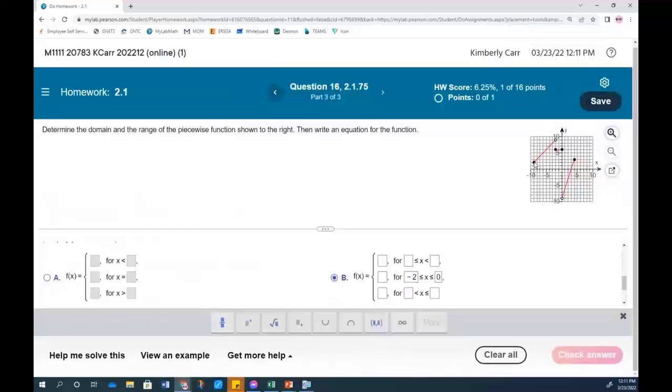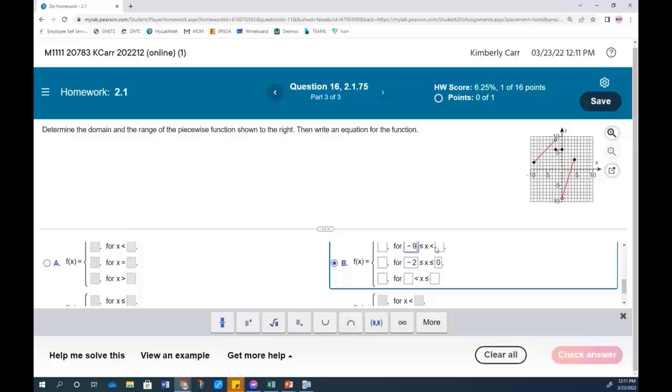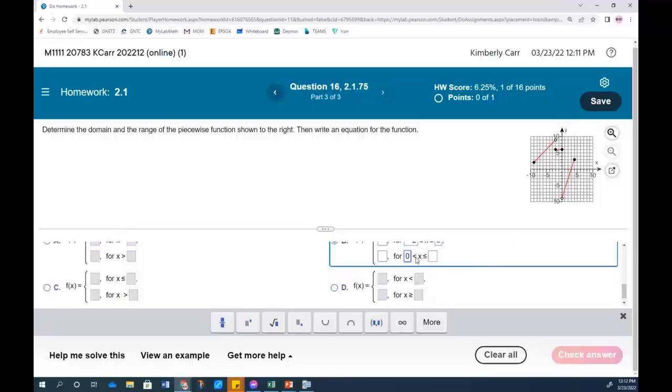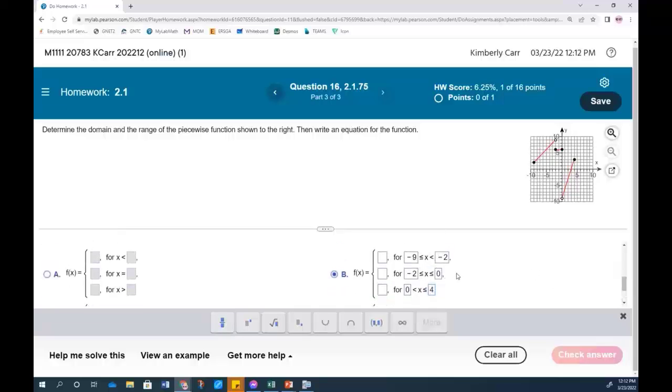This one, I mentioned it when I had it bigger earlier, goes from -9, and it's closed there. So that's what's going to go into this one, -9. And it goes all the way up to -2, but it's open at -2. This last section goes from 0 on the x's, and it's open at 0, so that's why it's a strict inequality, all the way up to the x value of 4, but it can equal 4. All right, so I have filled in the domains.